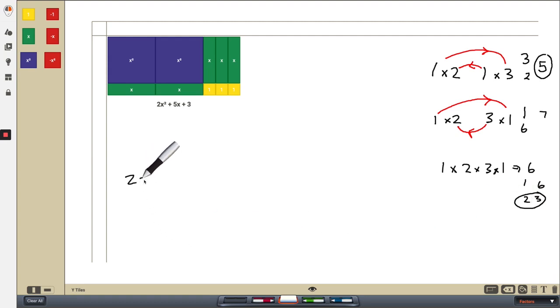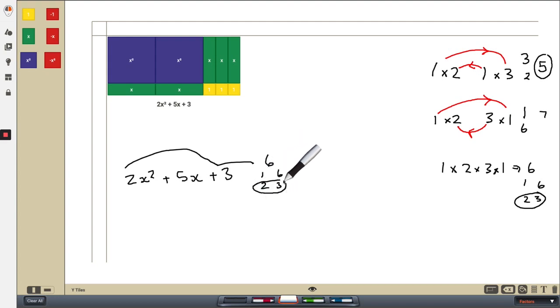We'll start with 2x squared plus 5x plus 3. We find the product of 2 and 3, which is 6. The factor pairs of 6 are 1, 6, 2, 3. 2, 3 is the one we want because it gives us the 5. So we do the 2x squared, we split the 5x into 2x, which goes nicely with the 2x squared, and 3x, which goes nicely with the 3. You can see the 2x squared plus 2x rectangle there, and the 3x plus 3 rectangle there.